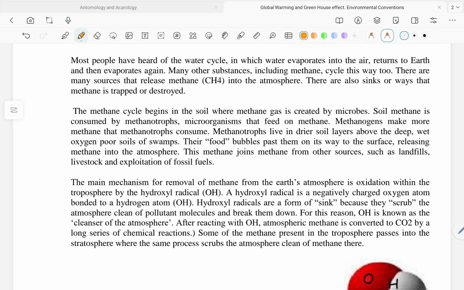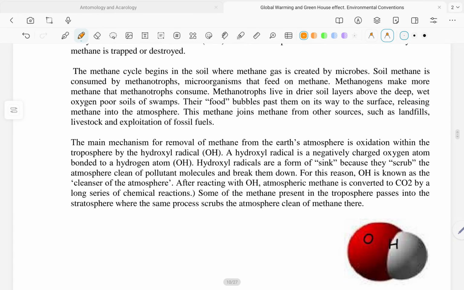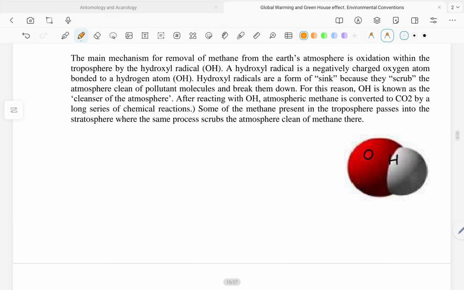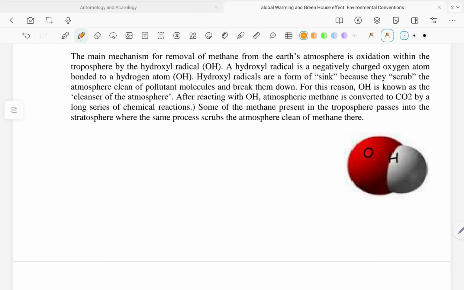The main mechanism of removal of methane from the Earth's atmosphere is oxidation within the troposphere by the hydroxyl radical. A hydroxyl radical is a negatively charged oxygen atom bonded to a hydrogen atom. Hydroxyl radicals are a form of cleaner because they scrub the atmosphere clean of pollutant molecules and break them down. For this reason, hydroxyl is known as the cleaner of the atmosphere. After reacting with hydroxyl OH, atmospheric methane is converted to CO2 by a long series of chemical reactions. Some of the methane present in the troposphere passes into the stratosphere, where some processes scrub the atmosphere clean of methane there.